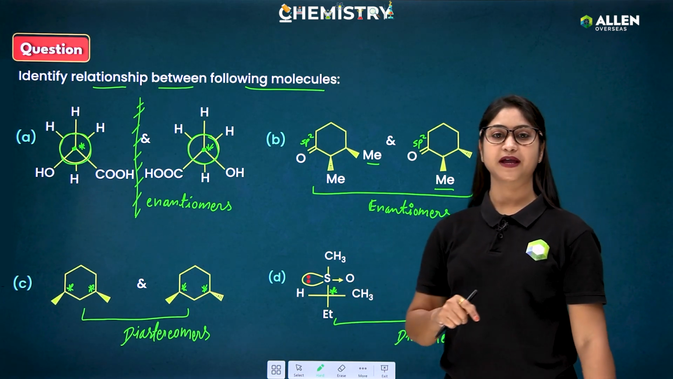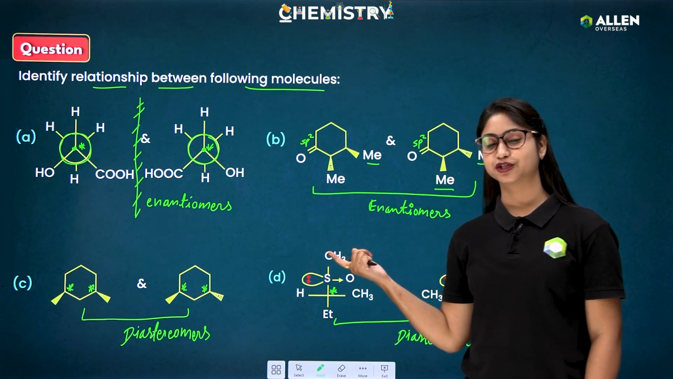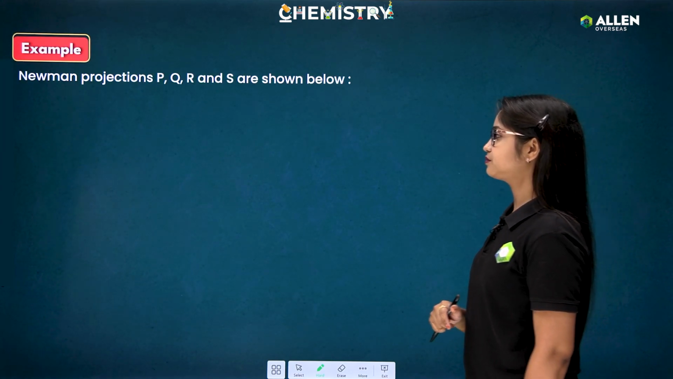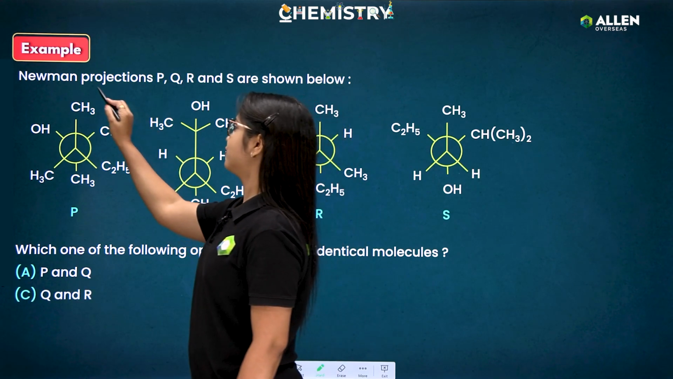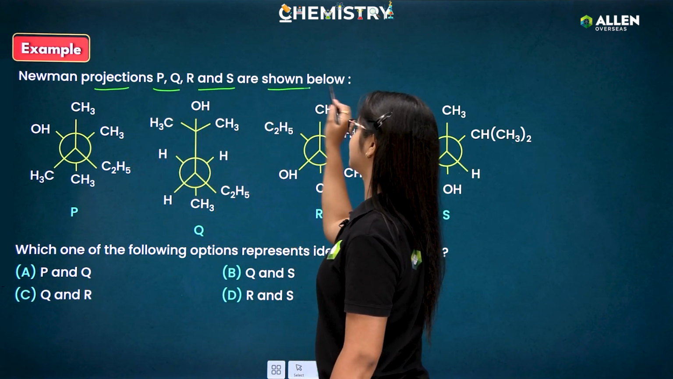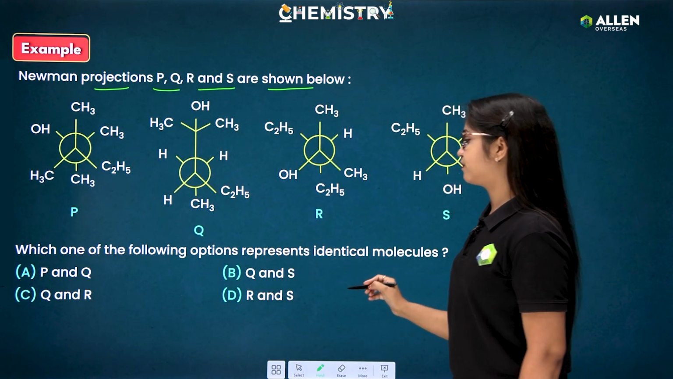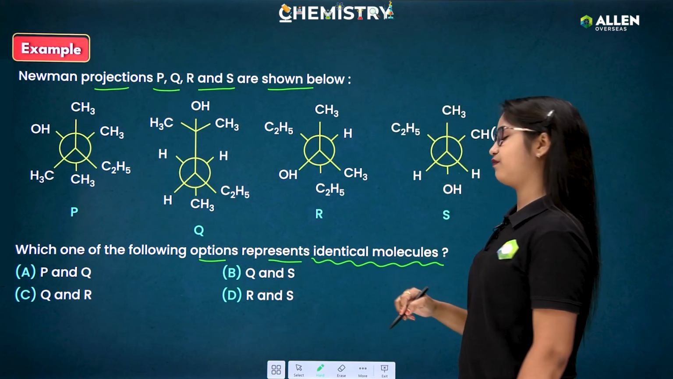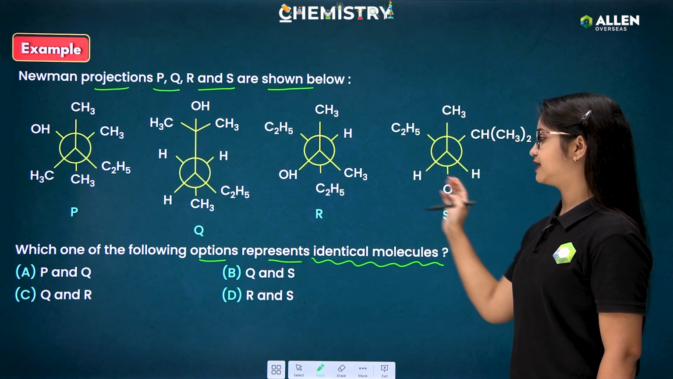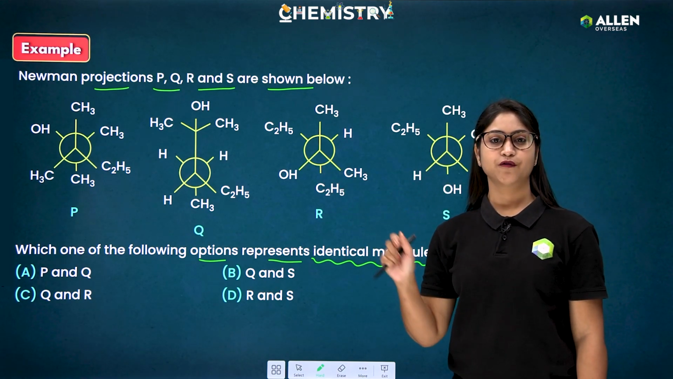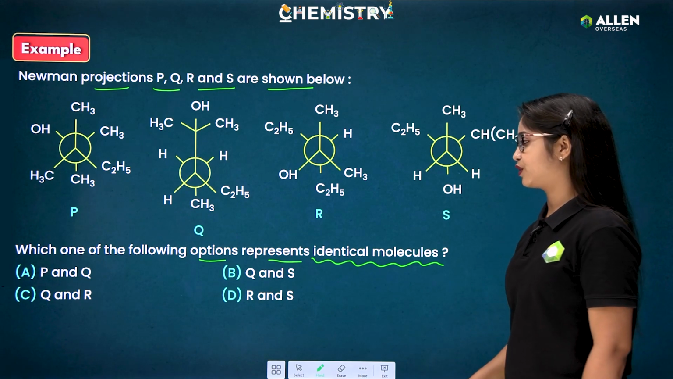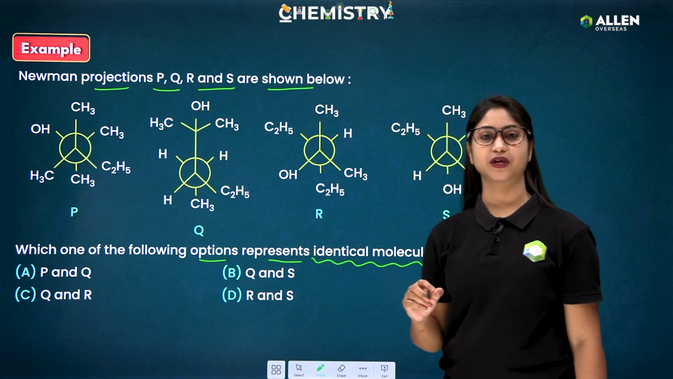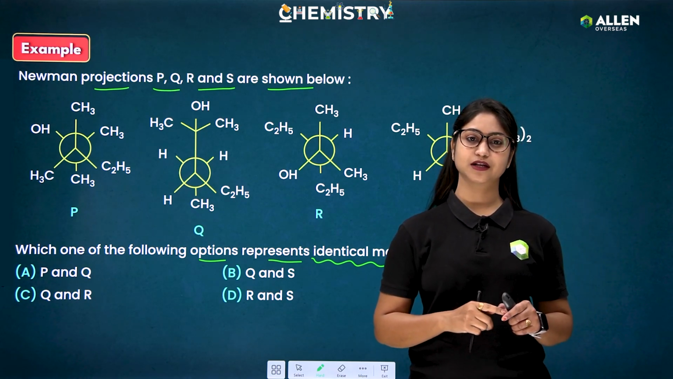So we have found out all the relations between these compounds, okay. Now let's see one more question. The next question is, Newman projections P, Q, R, S are shown below, okay. Which one of the following options represents identical molecules? We have to find out that among all these 4 compounds P, Q, R, S, which are identical, okay. So options are P and Q, Q and S, Q and R, or R and S, okay.